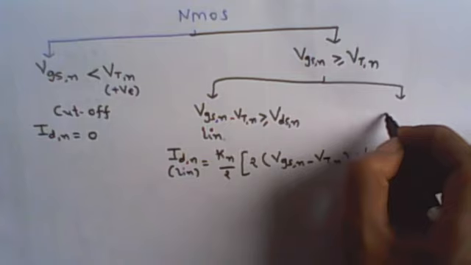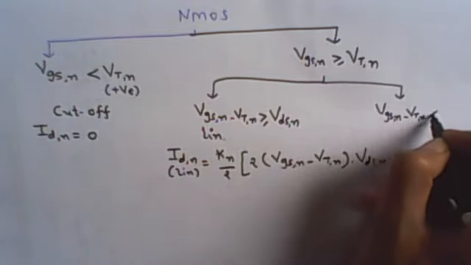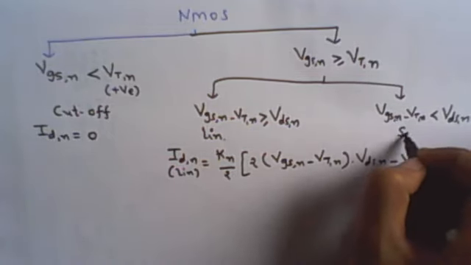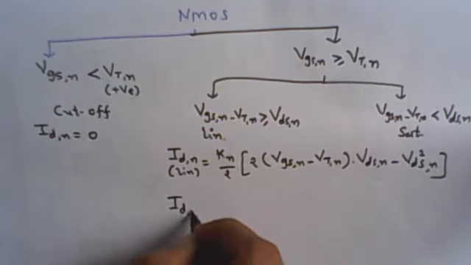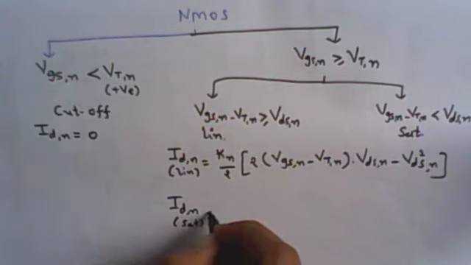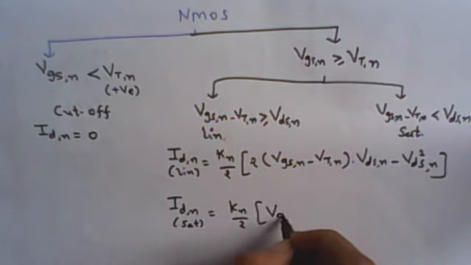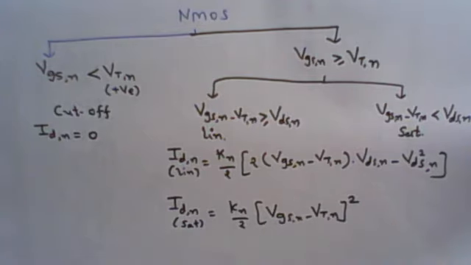Similarly, whenever VGS of n minus VT of n is less than VDS of n, then it operates in saturation. And for the saturation region, the ID current is defined as Kn by 2 into (VGS of n minus VT of n) square, right?